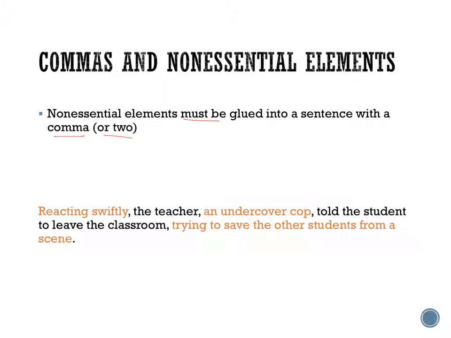Now, looking at those previous sentences that we had, we can see that our base sentence, the teacher told the student to leave the classroom, can be modified with our clauses: reacting swiftly to tell how the teacher told, glued on with a comma; an undercover cop to describe the teacher, glued in with a comma; and then trying to save the other students from a scene, information about why the teacher was so fast, glued in with a comma.